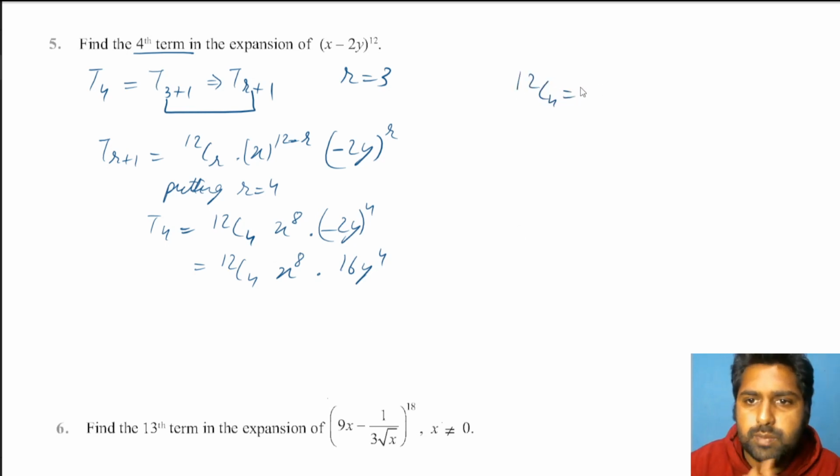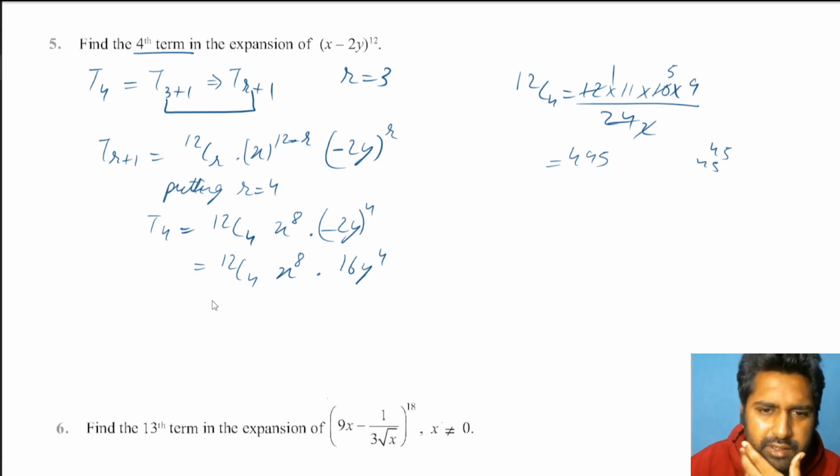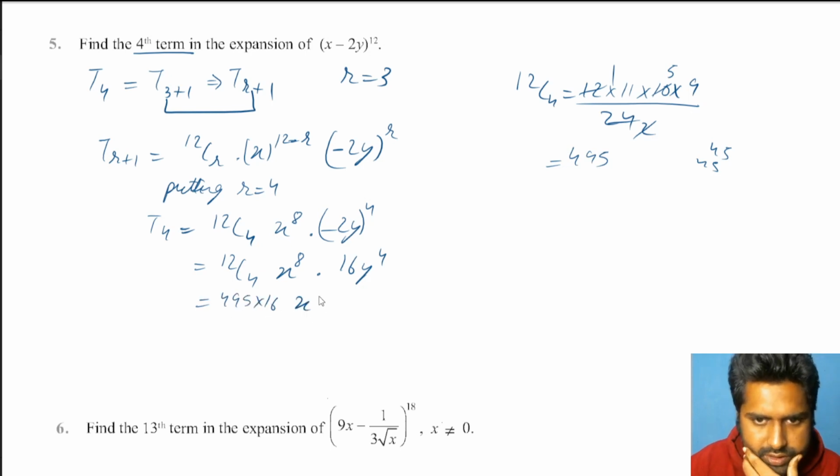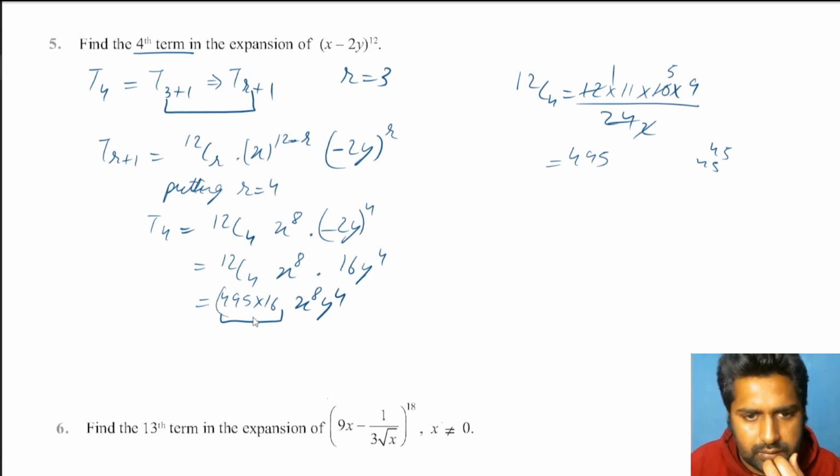Write down 4 terms backward, 12 into 11 into 10 into 9, divided by 4 factorial, which is 24. Cancelling, 5, so 45 into 11, 495. So 495 into 16, x raised to power 8, y raised to power 4. This is the coefficient basically. Not solving the multiplication, you can solve.